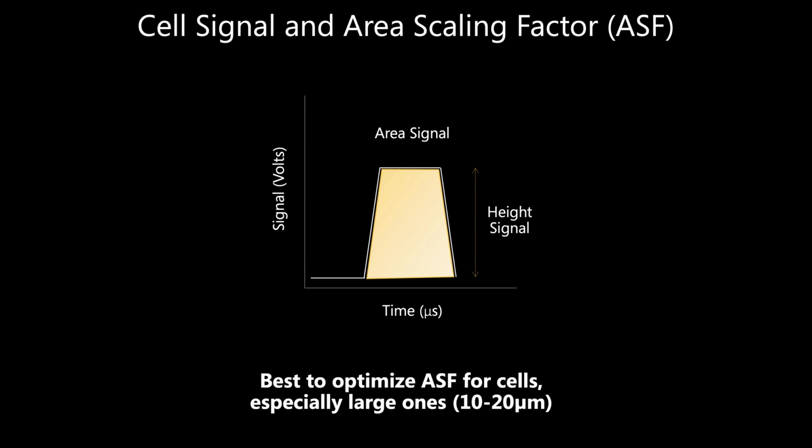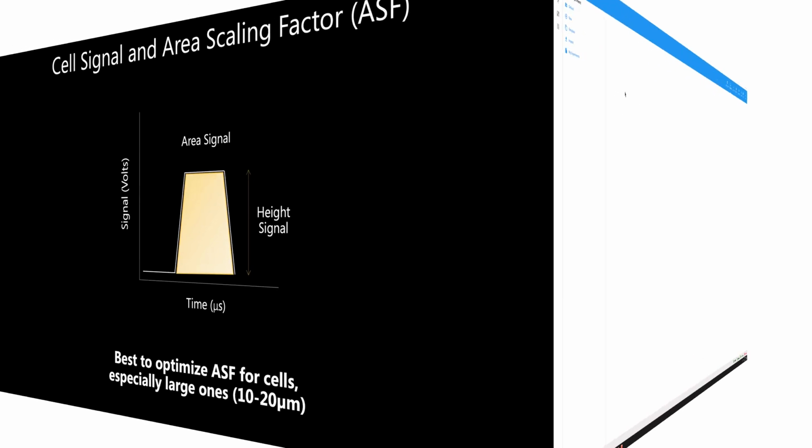It's not perfect. You could spend time optimizing it if you so choose, but at least your signals will likely be on scale. When you're working with larger cells, since that area signal is so much larger, you may encounter your signals are going off scale, and I'll show you how to deal with that now inside SpectroFlo.